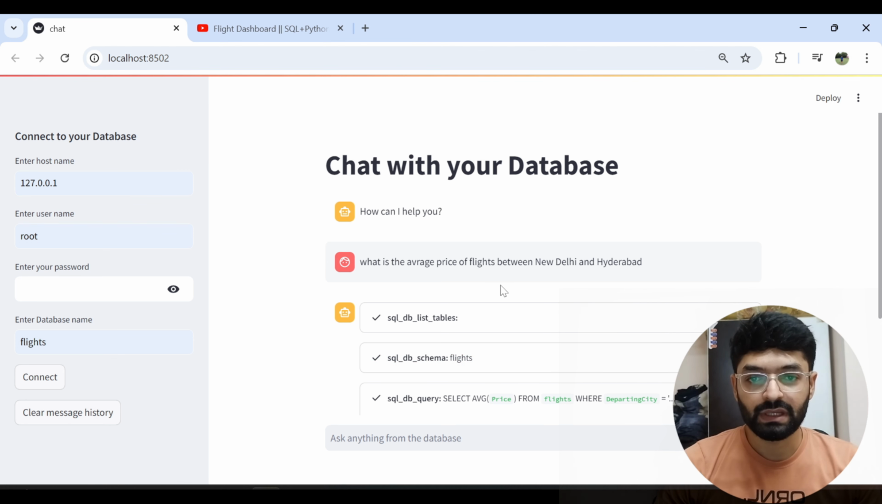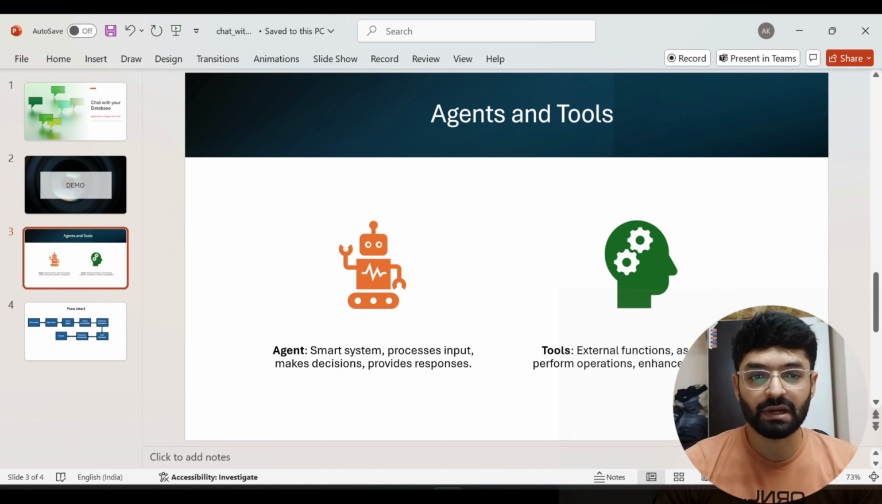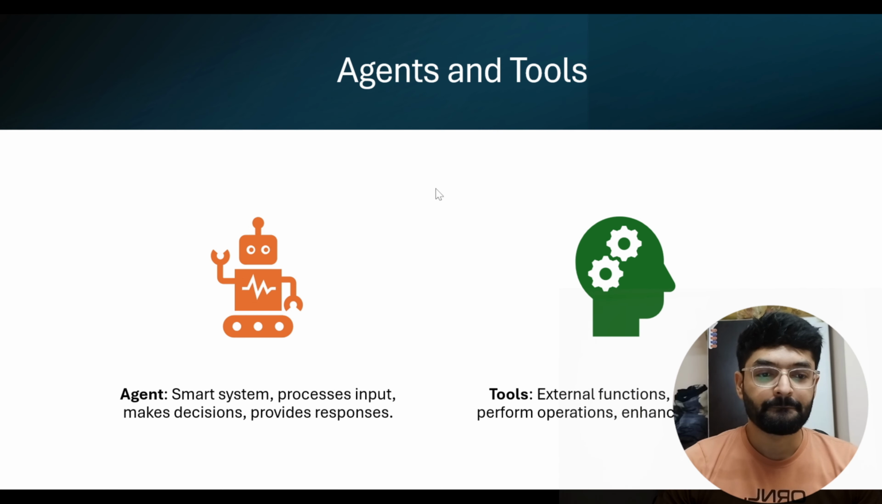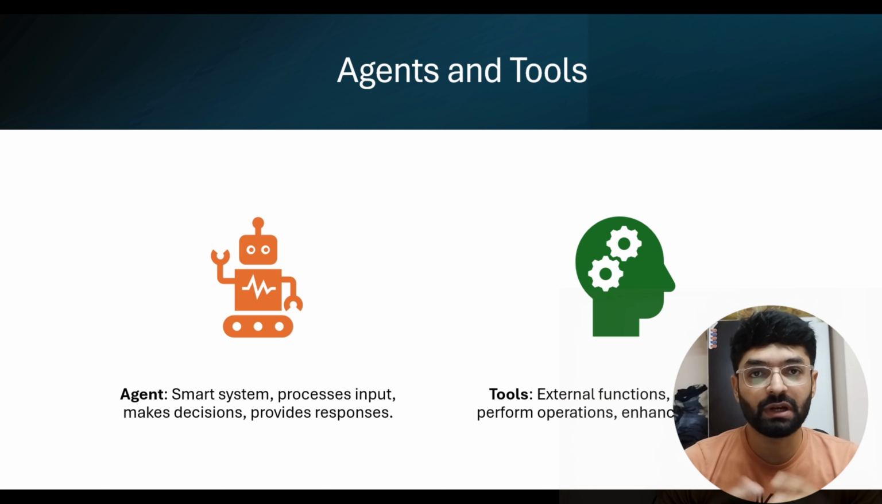Okay. Then let's come back to the next part. The next part is understanding the agents and tools. So now you can draw the analogy of how the agents and tools work based on the demo part.